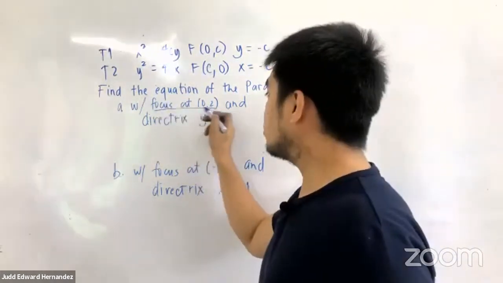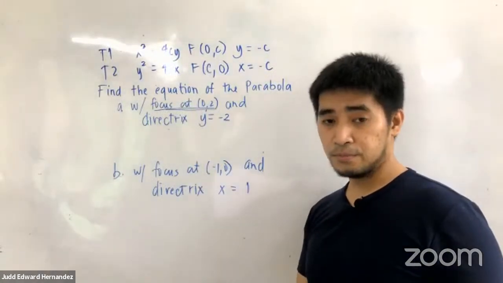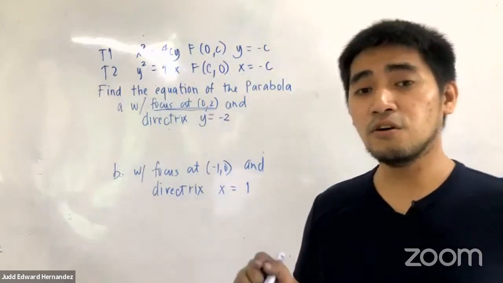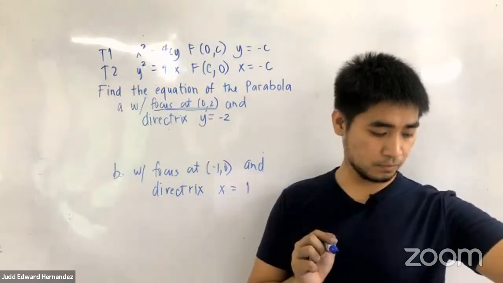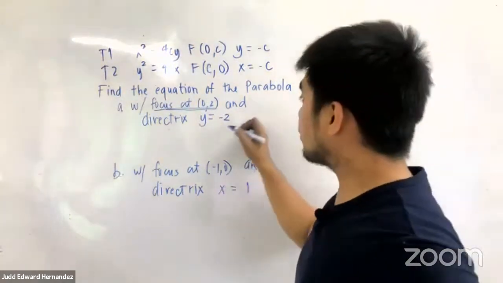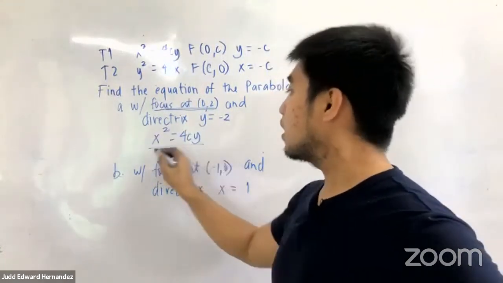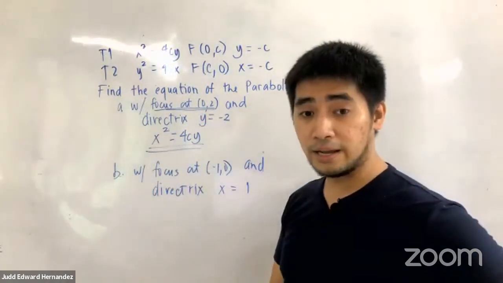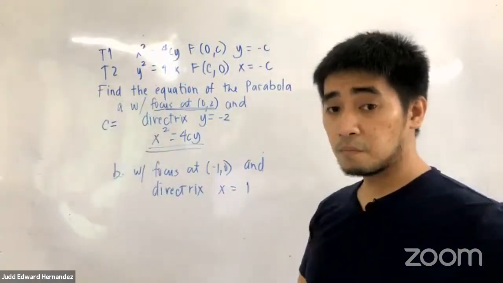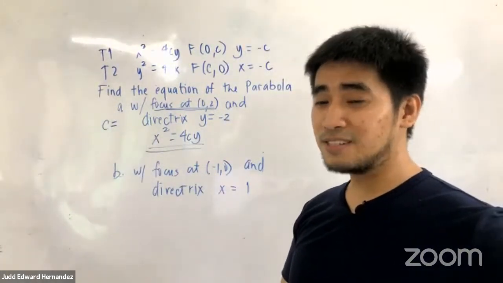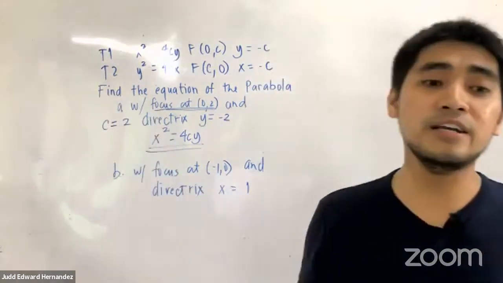We always base this on the focus. What does it say about our focus? It is located at 0, 2. If it is located at 0, 2, which coordinate is 0? Is it x or y? X. Therefore, our equation will be x squared is equal to 4cy. Remember, our equation would be x squared is equal to 4cy. And what is the value of c? 2. Very good.